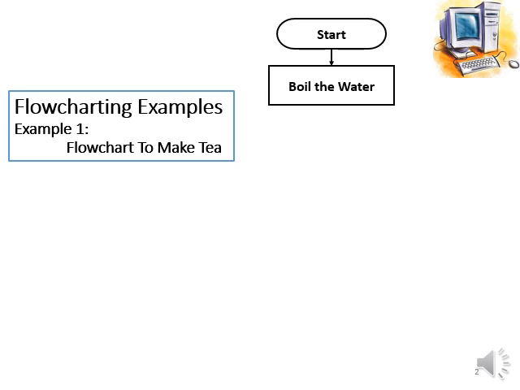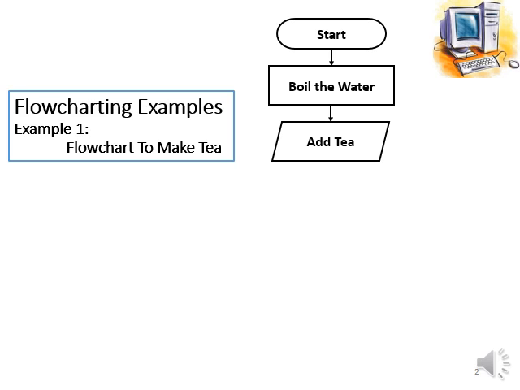Now the procedure for making tea is, the first step is always boil the water. Now I have put the rectangle symbol for this purpose because boiling is a kind of process, so it should be represented by a processing symbol, that is rectangle. Boil the water, which is a process, and it is represented by rectangle because any processing step is represented by a rectangle.